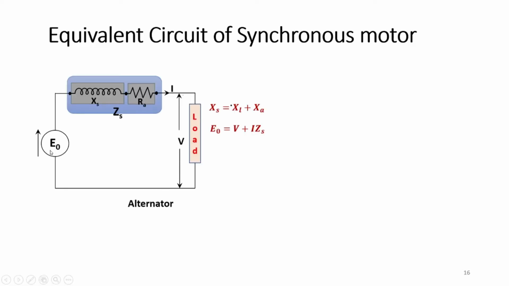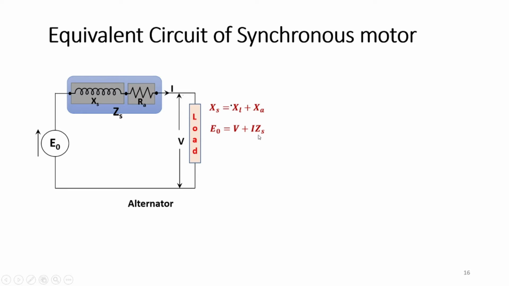First of all, let's consider the equivalent circuit of a synchronous motor. In order to get a clear idea, let's refresh the alternator equivalent circuit. Here E0 is the no load induced EMF, Zs is the total impedance of the machine, which includes the synchronous reactance, that is the total reactance of the machine. Reactance is equal to leakage reactance plus a fictitious reactance representing the armature reaction effect. Applying KVL, E0 is equal to V plus I into Zs.